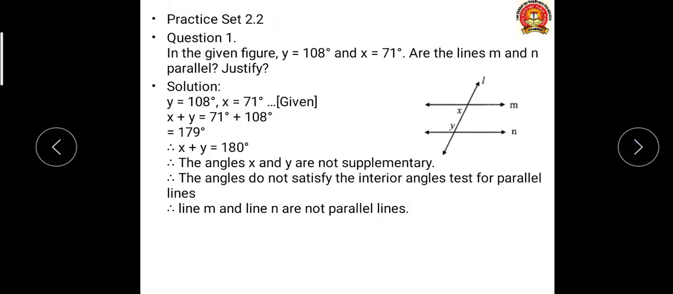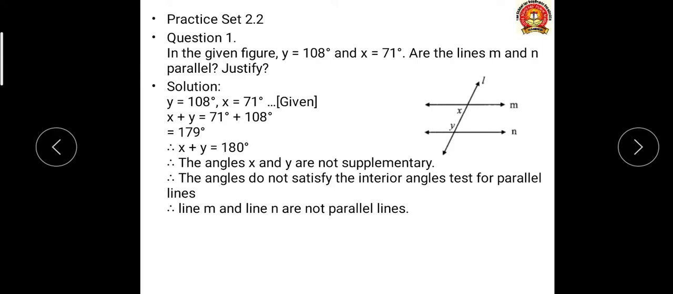Now see practice set 2.2, question number one. In the given figure, Y is equal to 108 degrees, X is equal to 71 degrees. Are the lines M and N parallel?